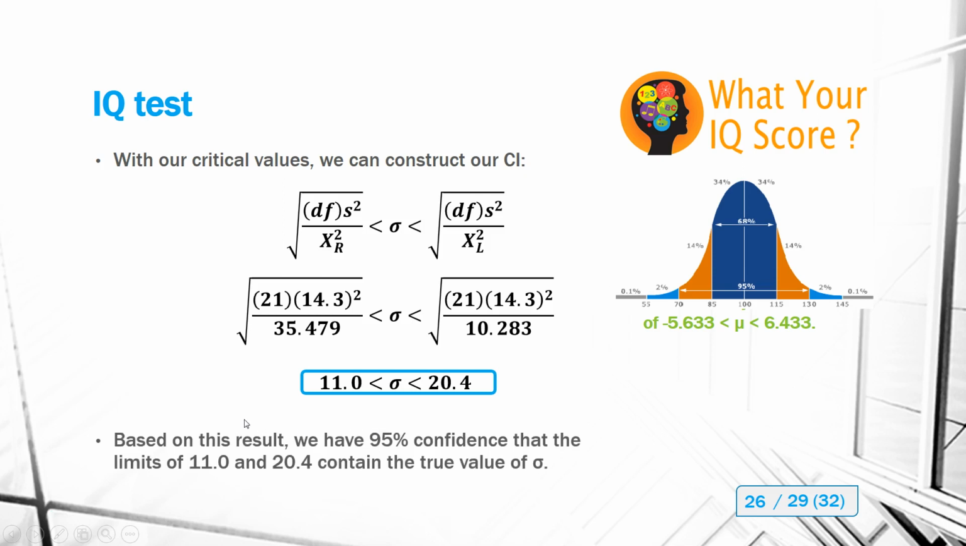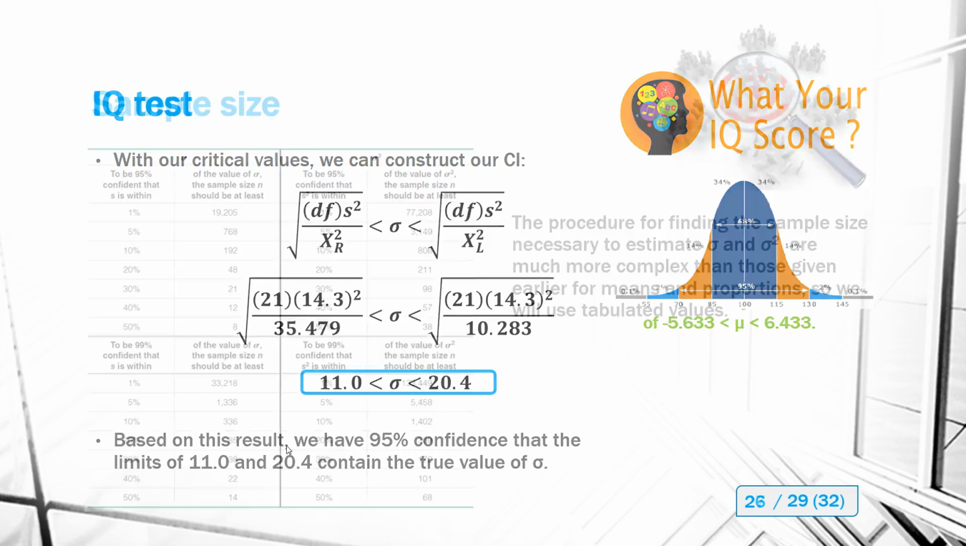Now, based on this result, we have 95% confidence that the limits of 11 to 20.4 contain the true value of the population standard deviation.